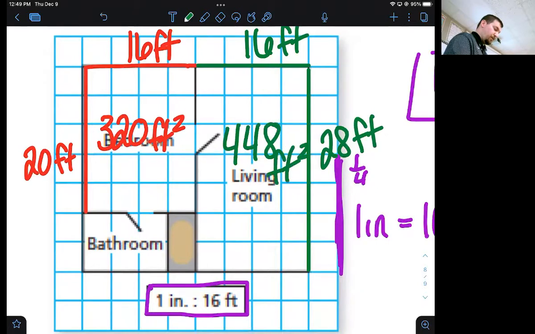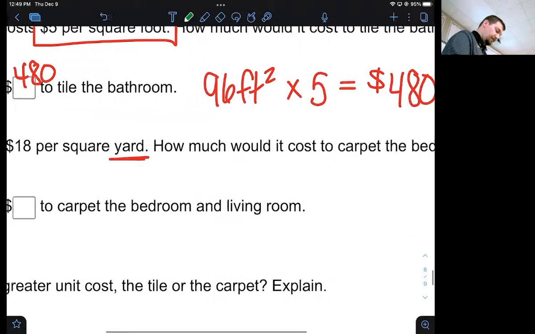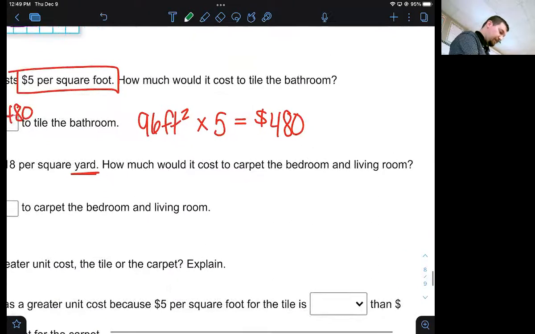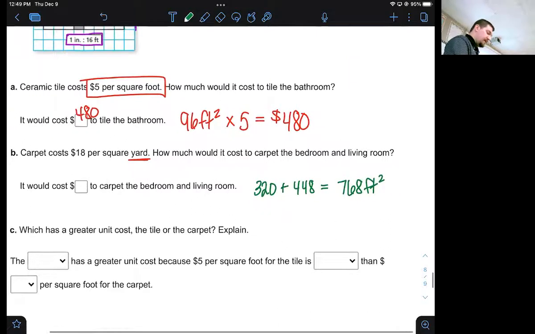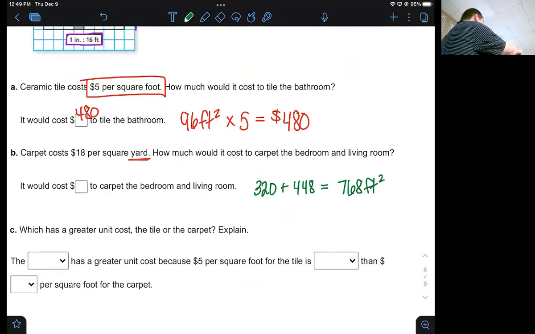I'm going to carpet both rooms. So I'm going to go down here. The bedroom was 320 square feet. The living room, 448 square feet. That's a total of how many square feet? 768. That's right. So if each square yard costs $18, what should I do? Oh gosh, you're right, actually. Did you notice that they switched to square yards?